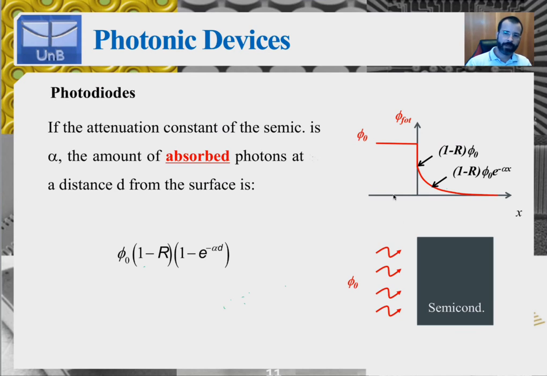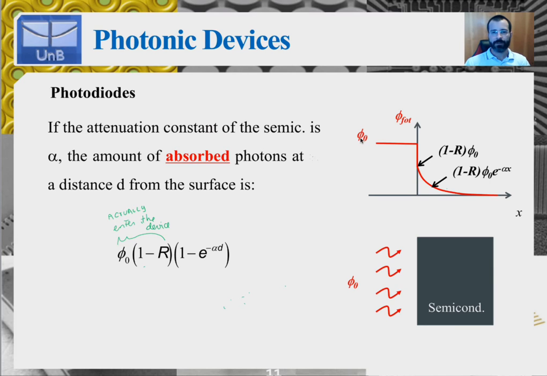Now, if you have the piece of semiconductor here, and you have a given photon rate phi naught, which is the number of photons per second impinging on the semiconductor, we just saw that a fraction is going to be reflected and only a fraction is going to be transmitted to the interior of the semiconductor. So this fraction, which is actually transmitted to the inside of the semiconductor, is this right here. So let's point out that this is the number of photons per second which actually enter the device.